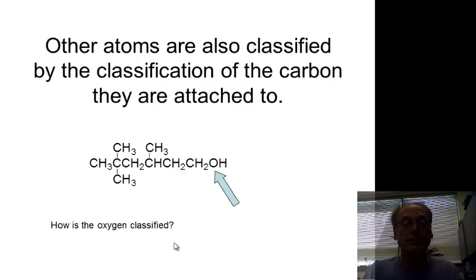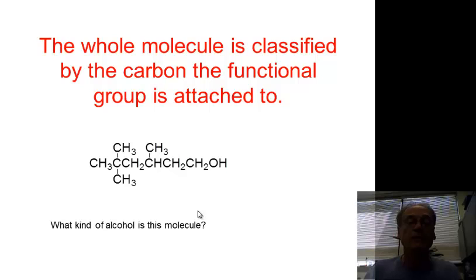Now, other atoms are also classified by the classification of the carbon they are attached to. So this oxygen, in fact this whole OH group, is considered to be primary because the carbon it's attached to is primary. So this oxygen, this OH group, is a primary oxygen. Now, the whole molecule is classified by the carbon the functional group is attached to. So if you look carefully at this molecule, you'll see because it has an OH group, it's an alcohol. Because the OH group functional group is what makes it an alcohol, the whole molecule is considered to be a primary alcohol.